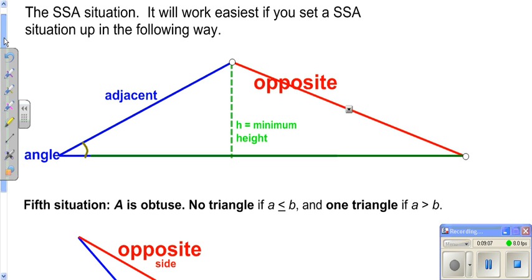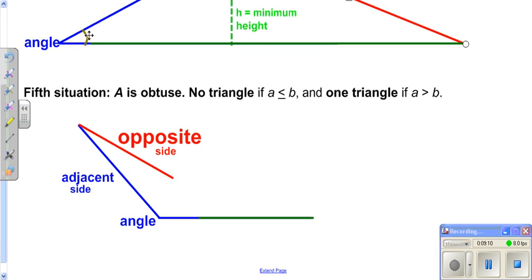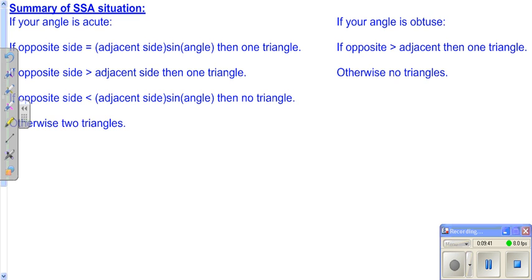Now, that's when we're always dealing with an acute angle, an angle less than 90. When you're dealing with an obtuse situation, the only way for this right here to form a triangle is if this opposite side is longer than your adjacent side. So the obtuse situation is easy. The only way to get a triangle is if the opposite is greater than the adjacent. If it's not greater than the adjacent, it's too short to reach down to form a triangle, then there's no triangles formed. These statements here basically summarize what we have for finding the number of triangles.